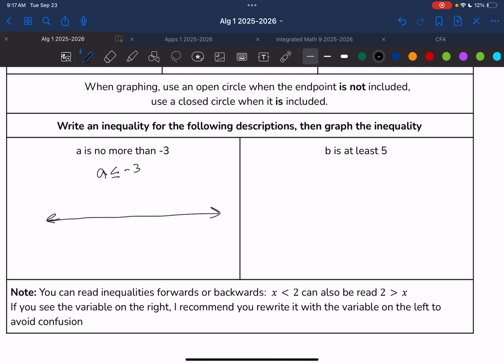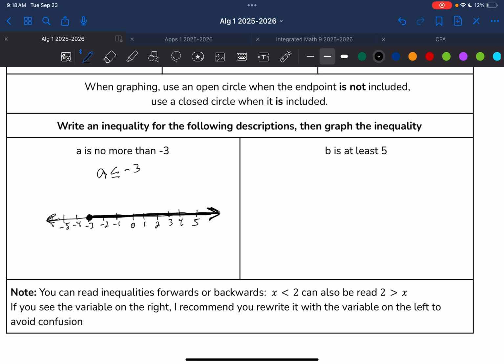And then if we graph that, we're going to get -5, -4, -3, -2, -1, 0, 1, 2, 3, 4, and 5. And then we can go, starting at -3, everything to the right.